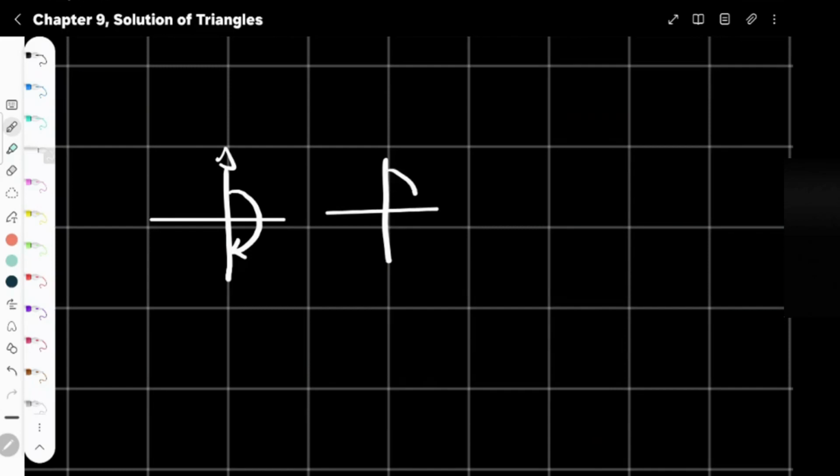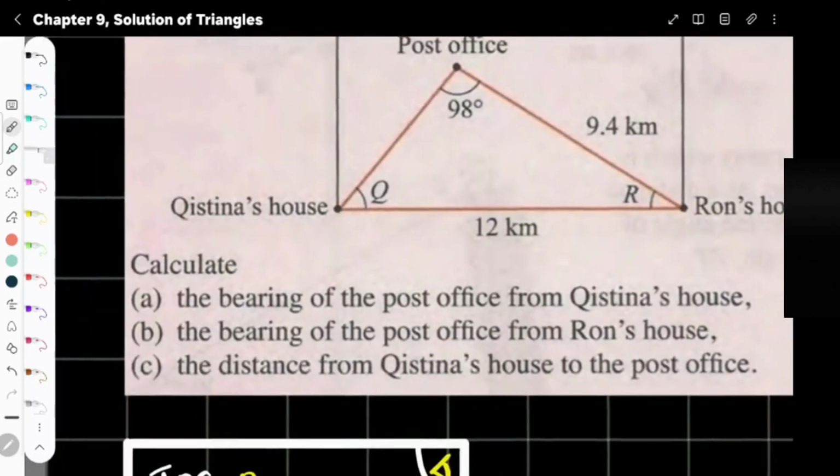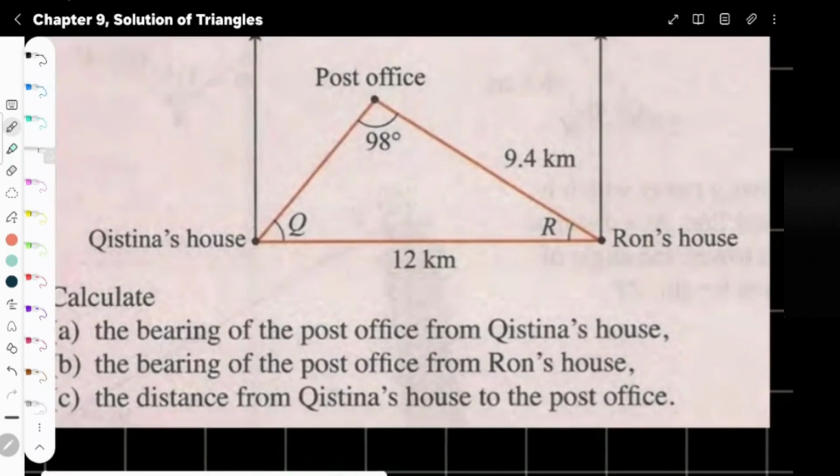So it should go from here to here. Okay. And if they say the bearing of 360, of course, you go for here, for here, for here. Okay, full circle. Understand, right? Very simple. So they say calculate the bearing of the post office.